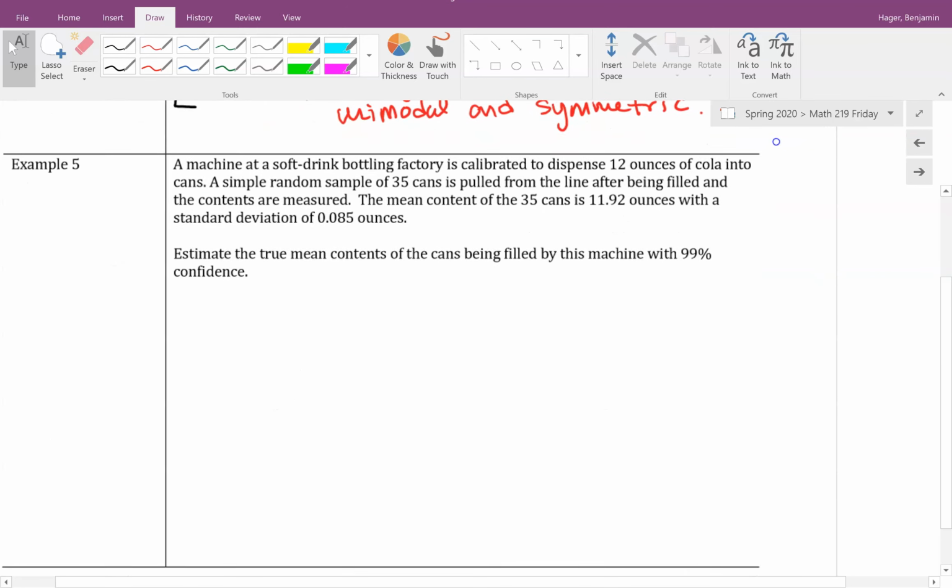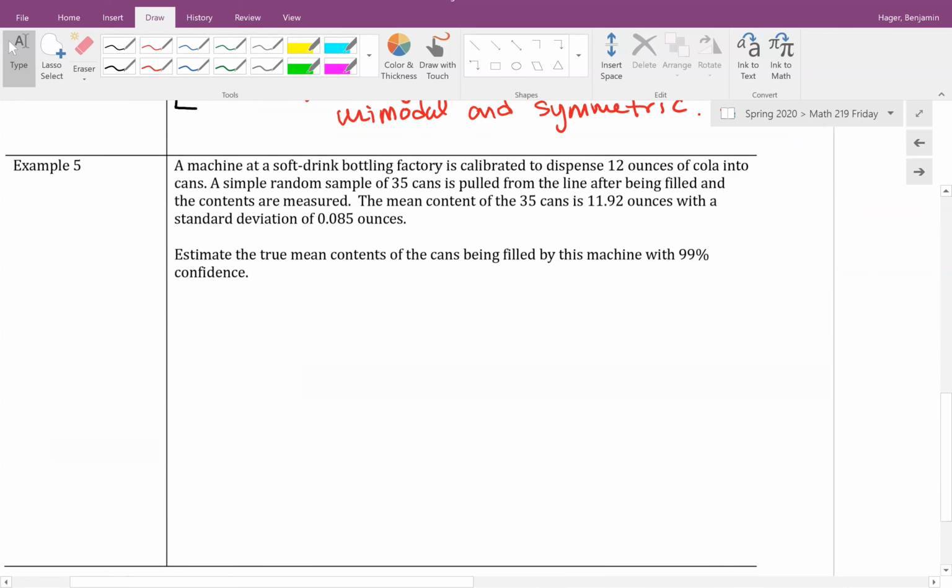Next example says that a machine at a soft drink bottling factory is calibrated to dispense 12 ounces of cola into cans. A simple random sample of 35 cans is pulled from the line after being filled, and the contents are measured. The mean content of the 35 cans is 11.92 ounces, with a standard deviation of 0.085 ounces. Estimate the true mean contents of the cans being filled by this machine with 99% confidence.